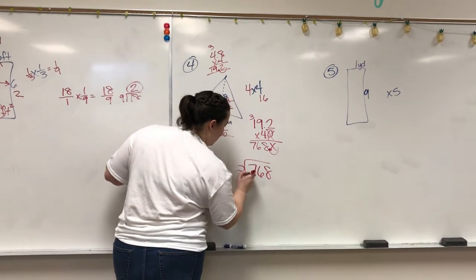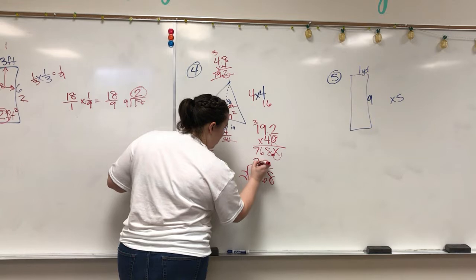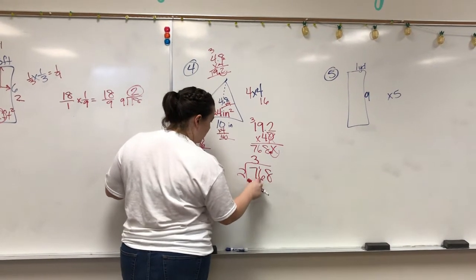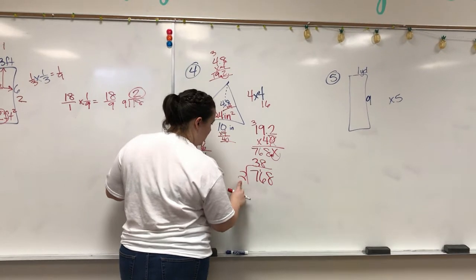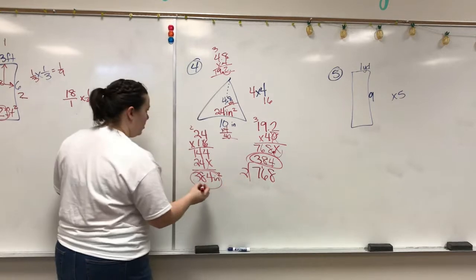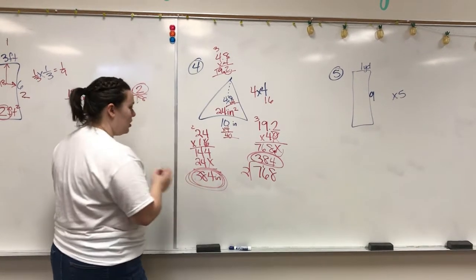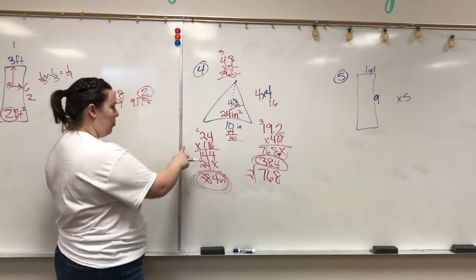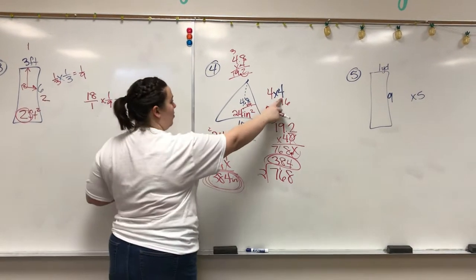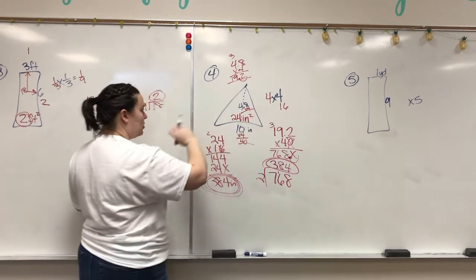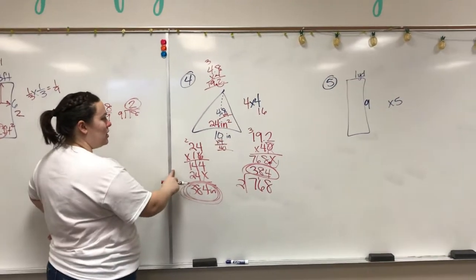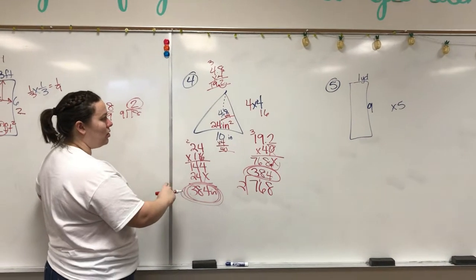768. Divide by 2. 2 fits into that 3 times with 1 left over. 2 fits into 16 8 times, and 2 fits into 8 4 times. This matches this. I personally like this one better. When you just multiply the two things together and then multiply that answer. I feel like that one was easier on the triangle.